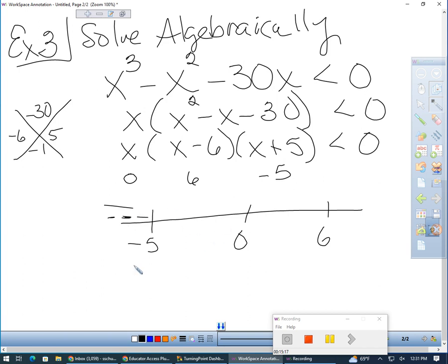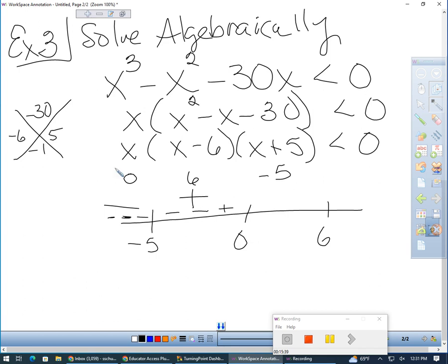If I pick something between negative 5 and 0, negative 1. So I get a negative for the first factor. If I put a negative in here, I get negative 1 minus 6, negative 7. But if I put a negative in here, I get a positive. So now what do I get for those three factors? Positive, exactly.